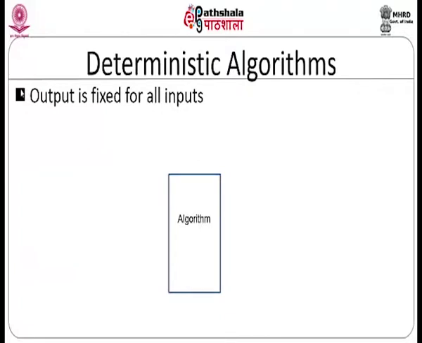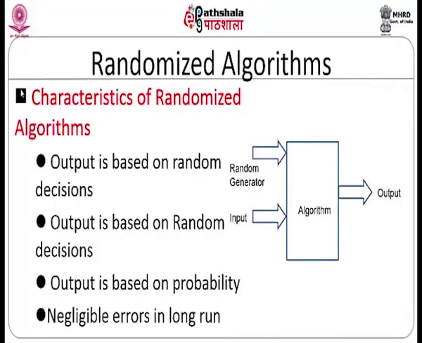In contrast, randomized algorithms are radically different from the other algorithms that we had discussed so far. The algorithms that we had discussed so far are called the deterministic algorithms. So, these deterministic algorithms are algorithms whose output is fixed for all inputs. That means if you have an algorithm as a component and for all the inputs the output is going to remain the same, these kinds of algorithms are called deterministic algorithms.